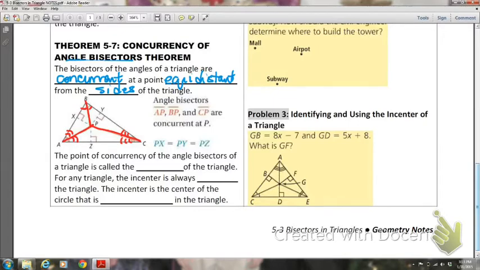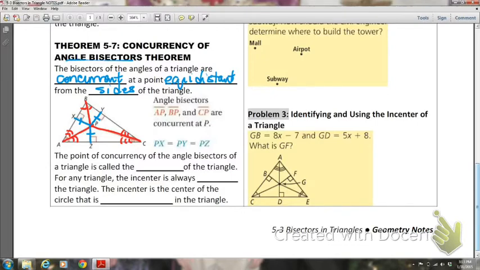So you have the angle bisectors, and from that point P, they're concurrent at point P, and the segments that are going to be congruent are the distance from that point perpendicular to the side. So it would be PY, PX, and PZ. Those segments are all going to be congruent. Let's look at the next definition.